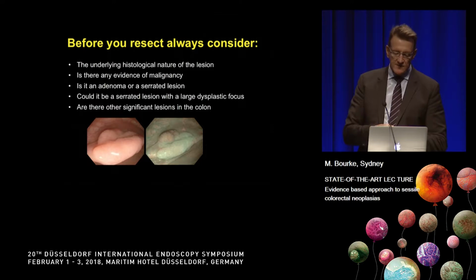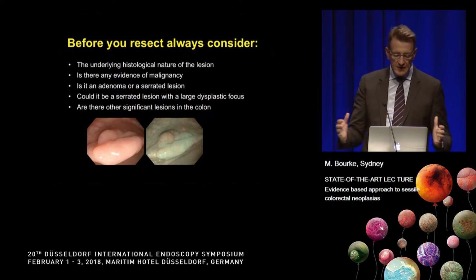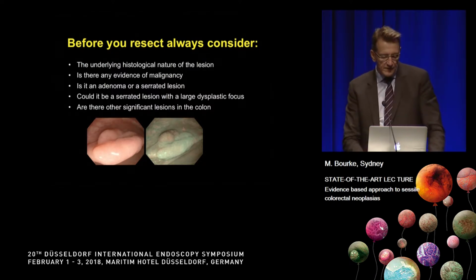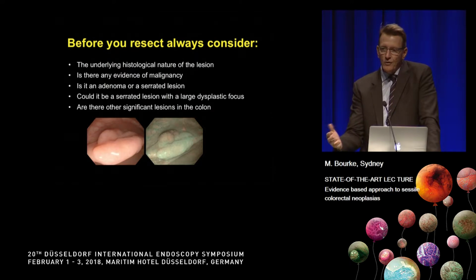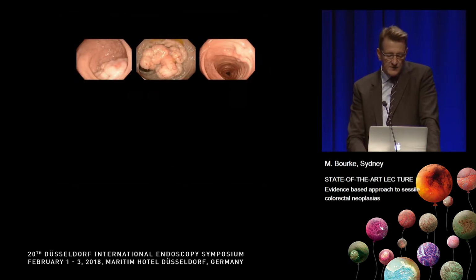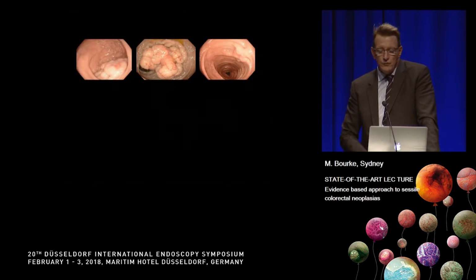You should always consider the underlying histological nature of the lesion, and this means appreciating the boundaries of the lesion and the colonic phenotype, and in particular understand whether it's an adenoma or a serrated lesion, because in the right colon, what appears to be an adenoma could be a large dysplastic focus in a large serrated lesion, and I think this is one of the explanations for interval cancer.